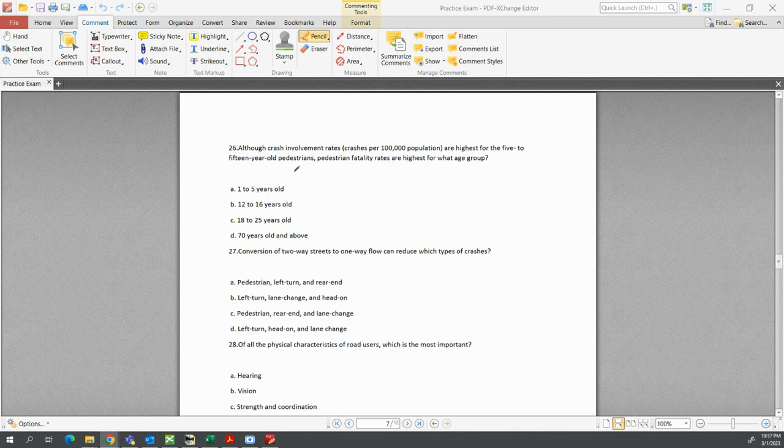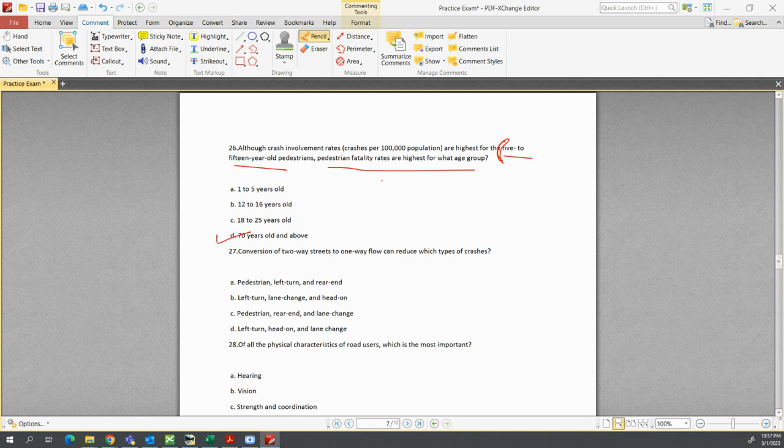So let's start. The first question is, although crash involvement rates, crashes per 100,000 population, are highest for the 5 to 15-year old pedestrians, pedestrian fatality rates are highest for what age groups? You need to remember this, as in some problems in PTOE this may come. Crash involvement rate is highest for 5 to 15-year old pedestrians, but the fatality rate for pedestrians is highest for the age group 70 years and above. So this will be option D.